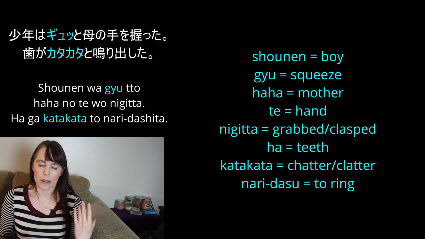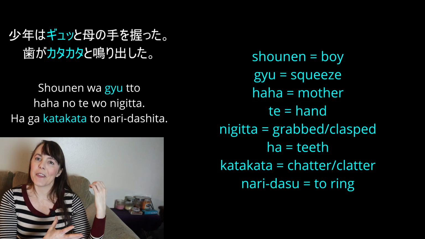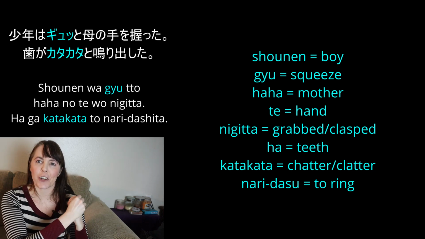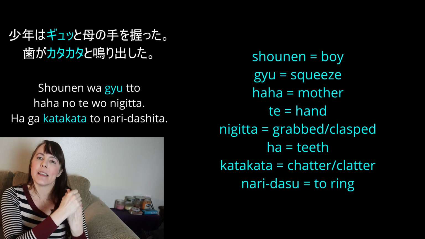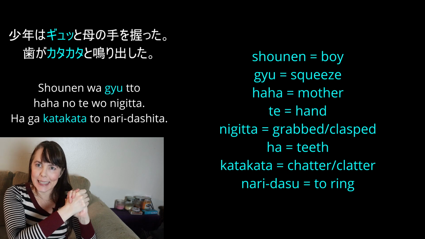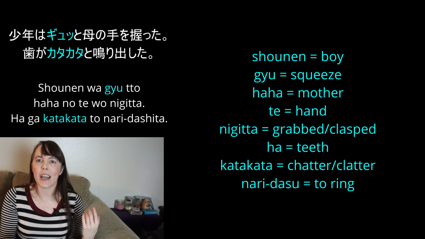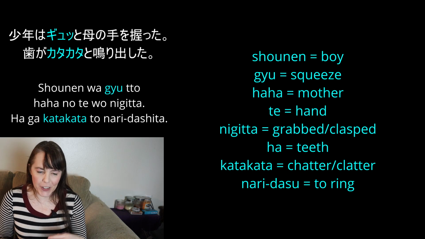The boy clasped his mother's hand. But if you add the gyutto, it adds the extra descriptiveness of he's tightly clenching her hand. And that carries with it some idea of, oh, maybe he's scared, maybe he's insecure, maybe he's excited. If you grip tightly, you'd have this emotionality or urgency associated with it, versus if he just grabbed her hand or just took her hand, that could mean a lot of different things.